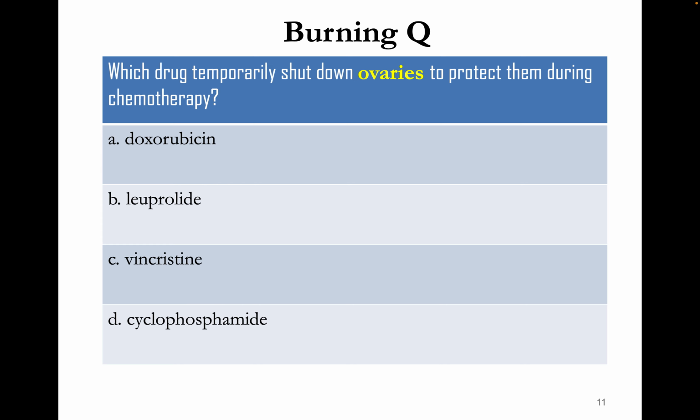Which drug temporarily shuts down ovaries to protect them during chemotherapy? Doxorubicin, leuprolide, vincristine, cyclophosphamide. The answer is leuprolide. That is a gonadotropin releasing hormone agonist. Actually, continuous administration of GnRH agonist can inhibit ovarian follicular growth. This can be effective for ovarian suppression during chemotherapy. Similar drugs like triptorelin can be useful also.